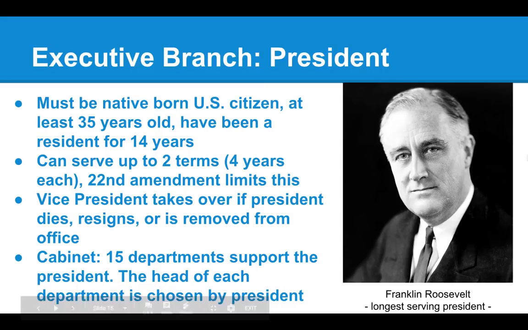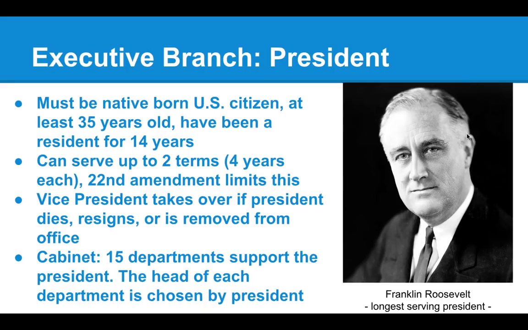So a president can only serve up to 2 terms, and each term is 4 years. So do some math, 8 years total, but they have to be reelected for that second term. And the 22nd Amendment limits this. So notice it's the 22nd. It took some time before we amended the Constitution to say you can only serve 2 terms.